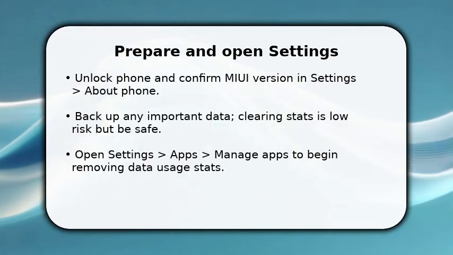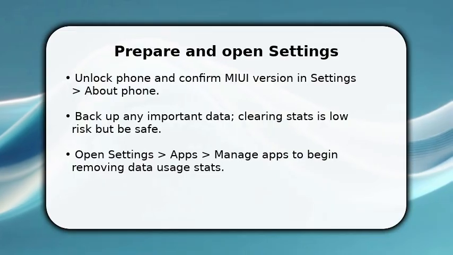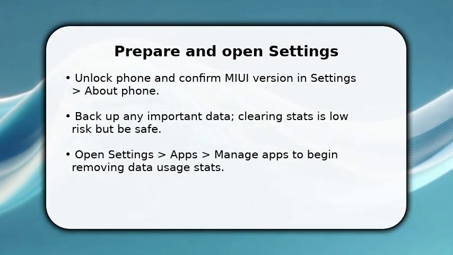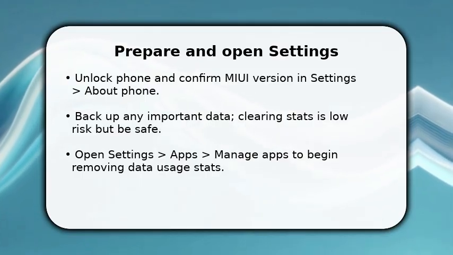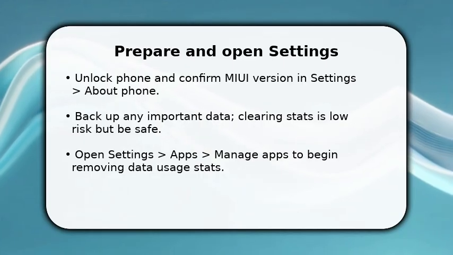You start by confirming your MIUI version so you know which menu labels to follow. Once done, make sure you've backed up any critical data. This process targets app stats, not personal files, but backups are quick insurance.